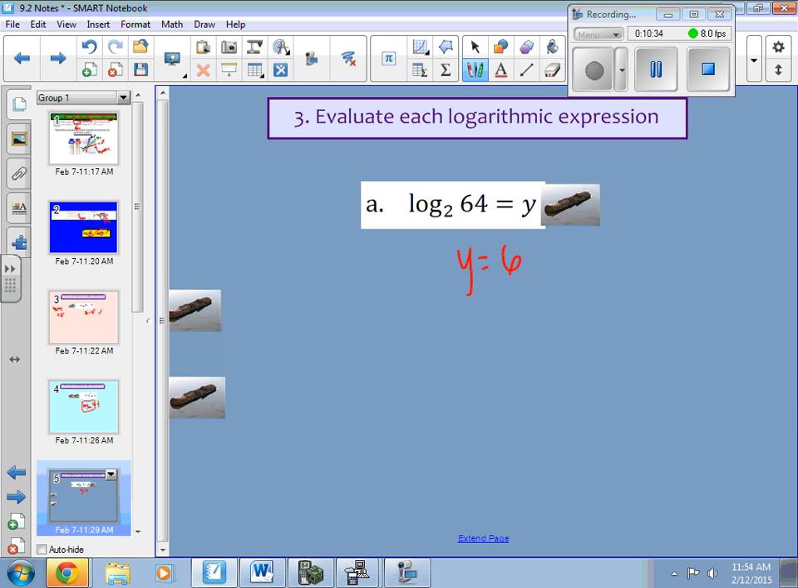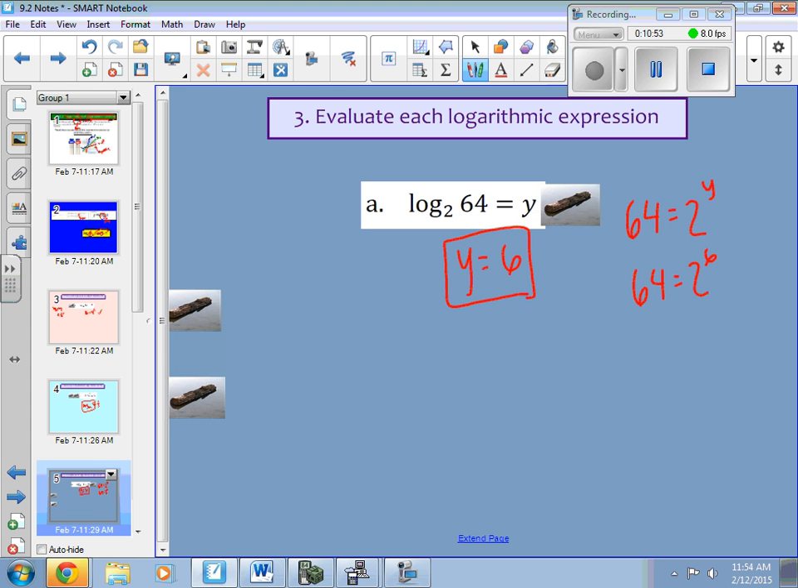If you change this into the other form, remember this would say 64 equals 2 to the y power. The power of 2 that makes this true would be 6. 2 to the 6th power equals 64. So that's the answer here.